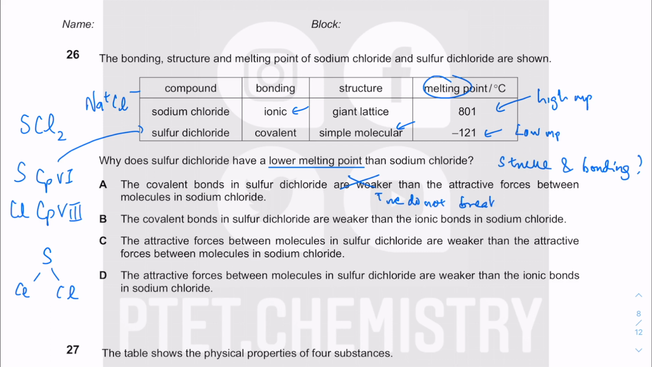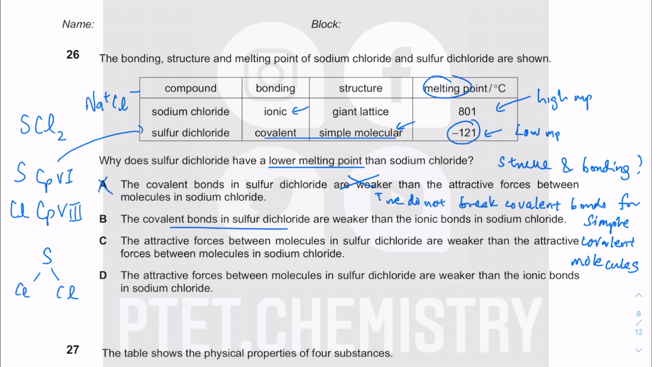Why? Because these are simple compounds, with a simple molecular structure. It gives you that for free. You don't even have to think about it. Given the low melting point, that should tell you we do not break covalent bonds for simple covalent molecules. That is something we reiterate again and again until you get sick of it, until you never make that mistake ever again. This is to do with covalent bonds, so this cannot be.